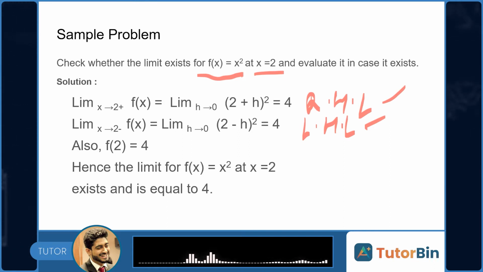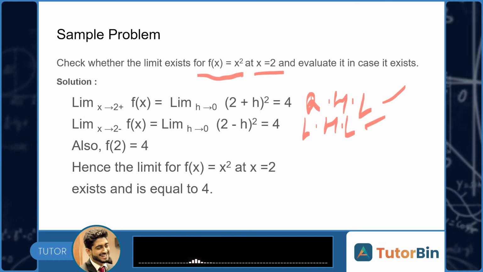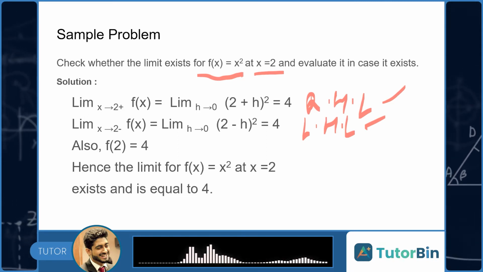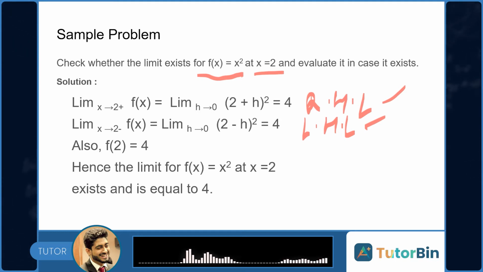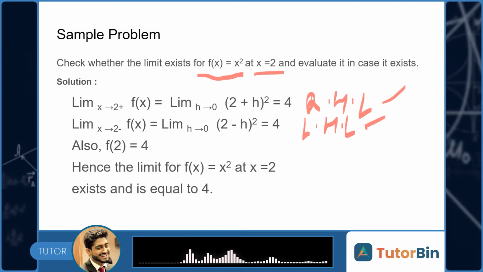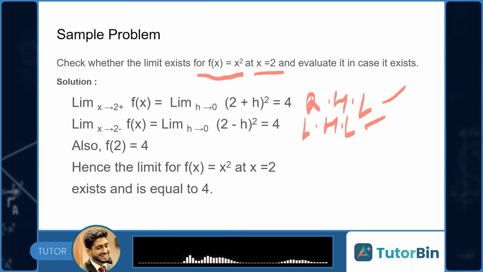Now calculate the left hand limit. For that we will put x equals a value just below 2, that is 2 minus h. So f(x) will become (2 minus h) square, that is 4. So here we can see that the limits as x tends to 2 plus and x tends to 2 minus are equal. That simply means the limit exists and it is equal to 4.